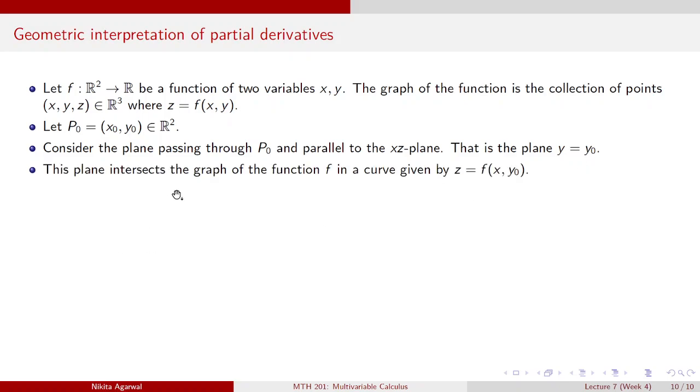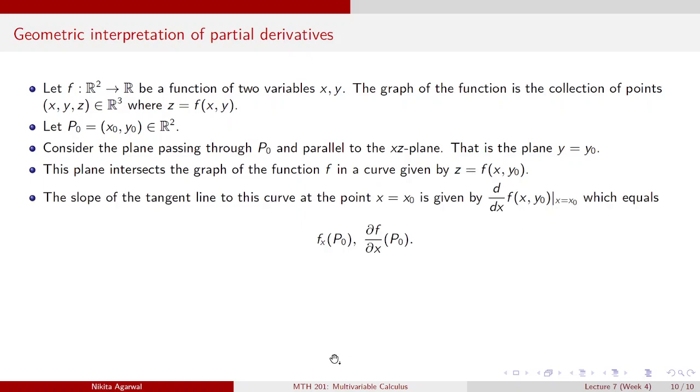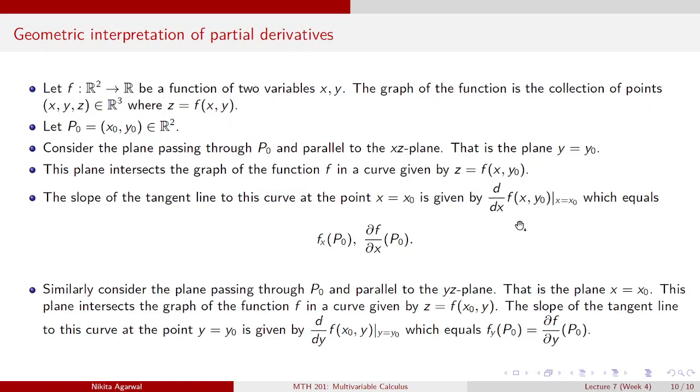Now this plane intersects the graph of the function f in a curve. What is the curve? The curve is nothing but f of x comma y naught. Remember, y equal to y naught. Now this is a function of one variable, x alone. So the slope of the tangent line to this curve at the point x equal to x naught is given by this derivative, which is equal to the partial derivative at that point. This we saw while defining the partial derivative with respect to x.